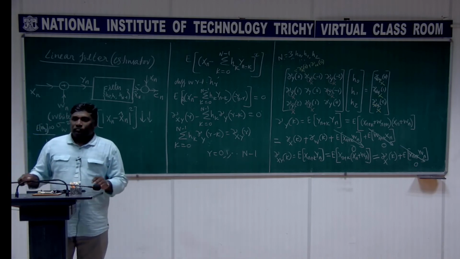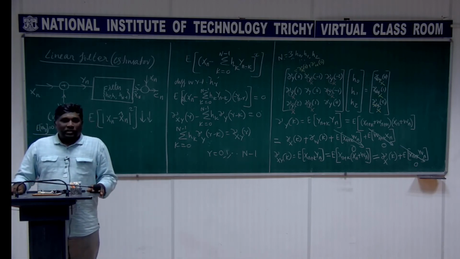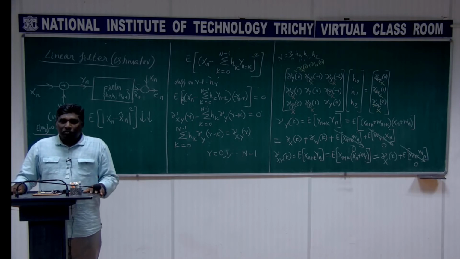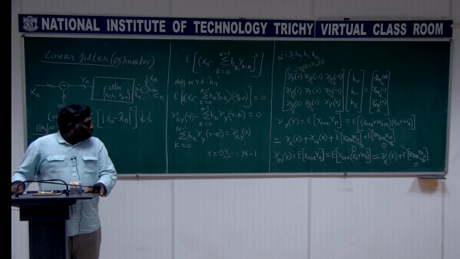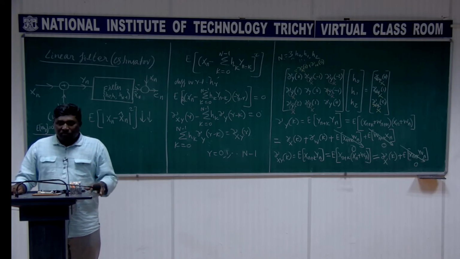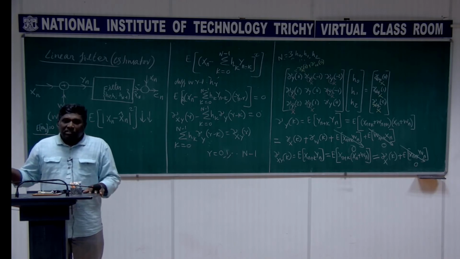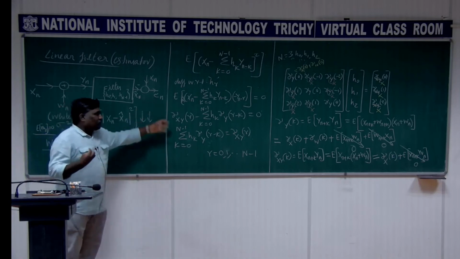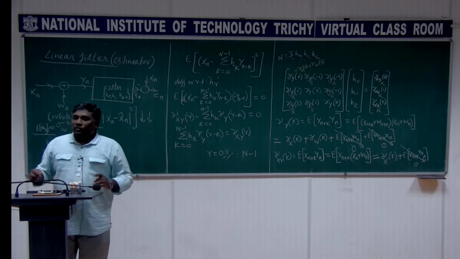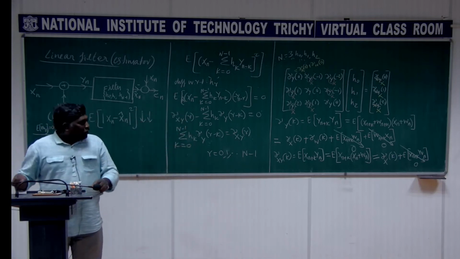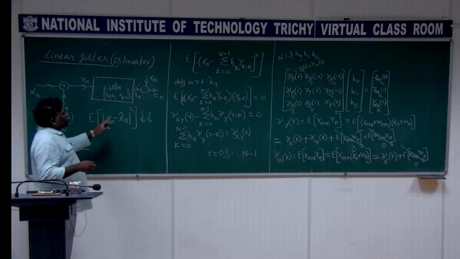This error, xn minus xn cap, the matrix square. This is the minimum mean square error, MMSE. We call it MMSE because we are trying to minimize that. That is the best choice of h that minimizes this factor. That is what we actually found. So if I want to find out this figure, it is very simple.